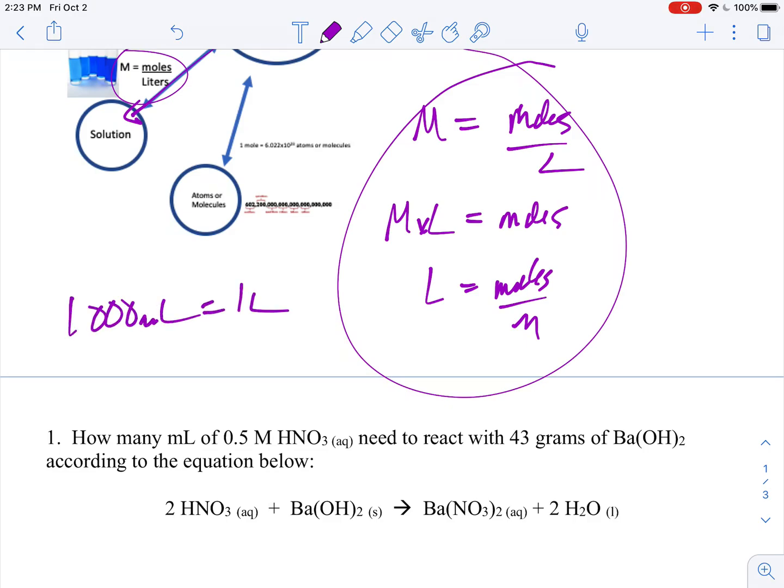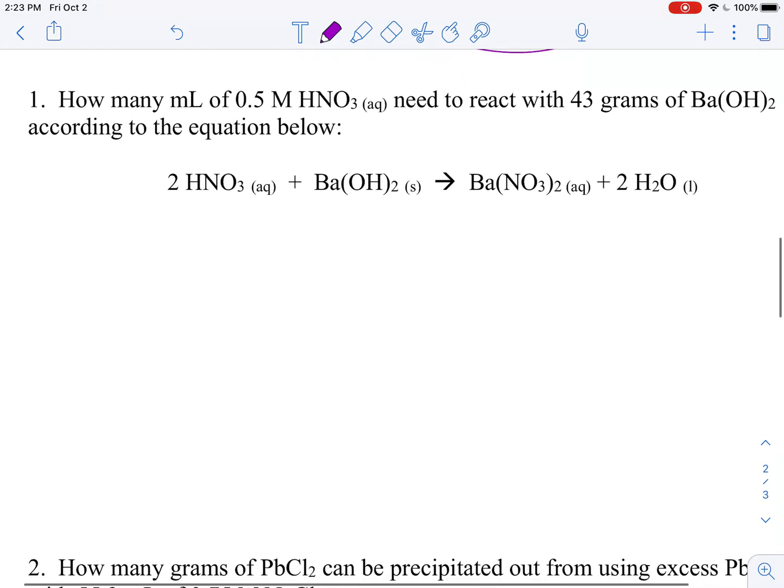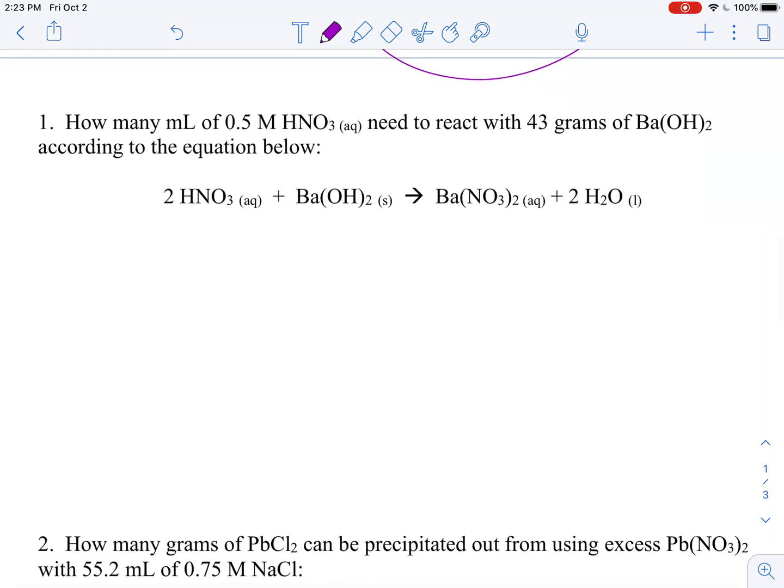You also need to remember, of course, that there are 1,000 milliliters in a liter. So if you're going to go from milliliters to liters, you have to divide. If you're going to go from liters to milliliters, you multiply. That's just basic metric.